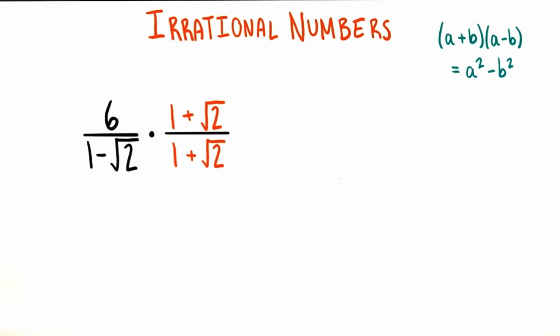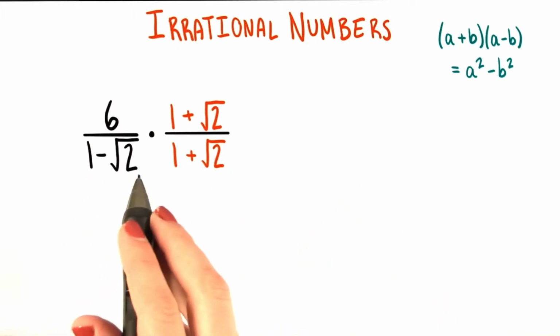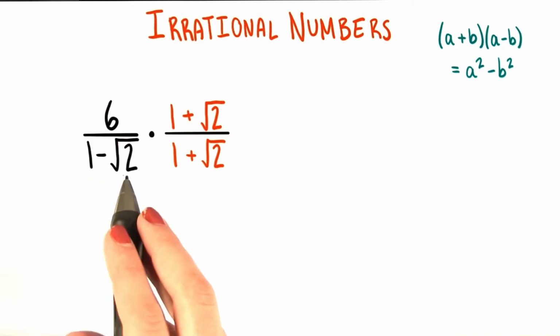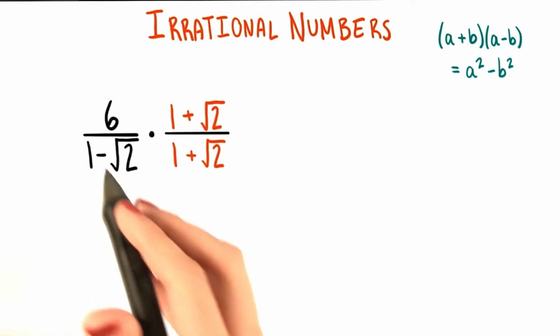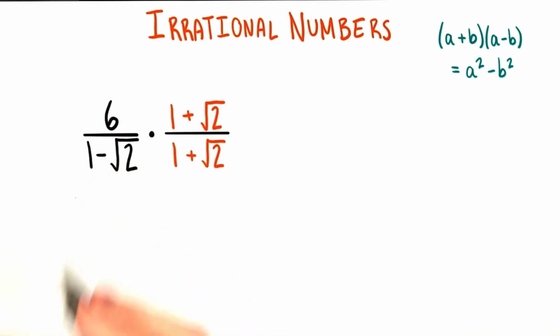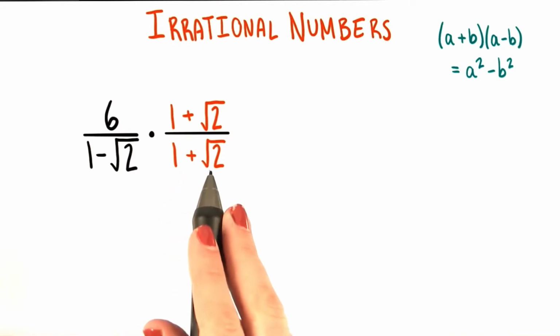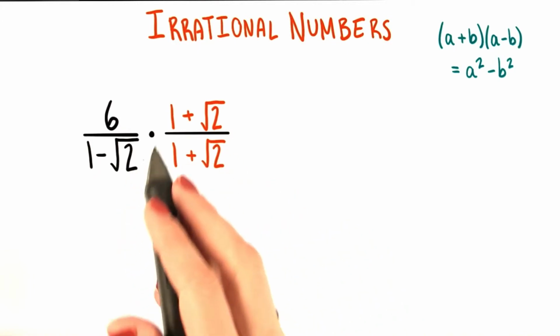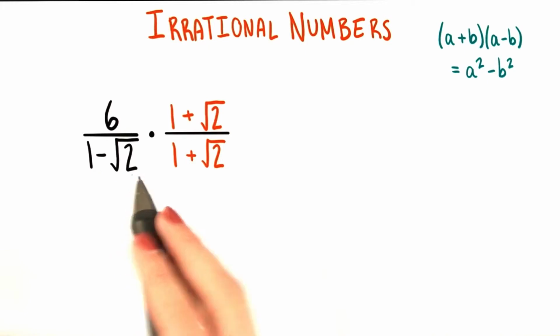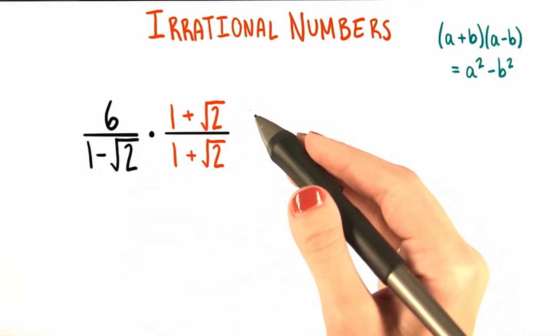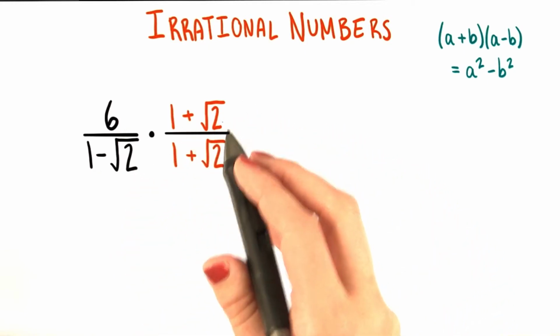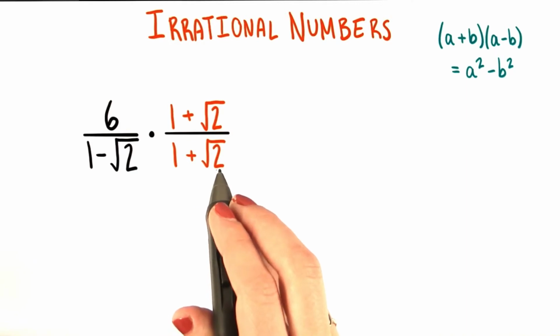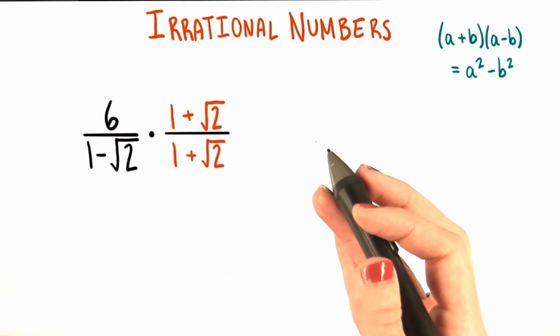This is really useful. What we might call the conjugate of this denominator here, 1 minus the square root of 2, we can find by just switching the sign here in the middle. So that gives us 1 plus the square root of 2. We know we don't want to change the value of this over here, so we need to multiply it by 1 in the form of 1 plus the square root of 2 over 1 plus the square root of 2. Let's do some math and see what that gives us.